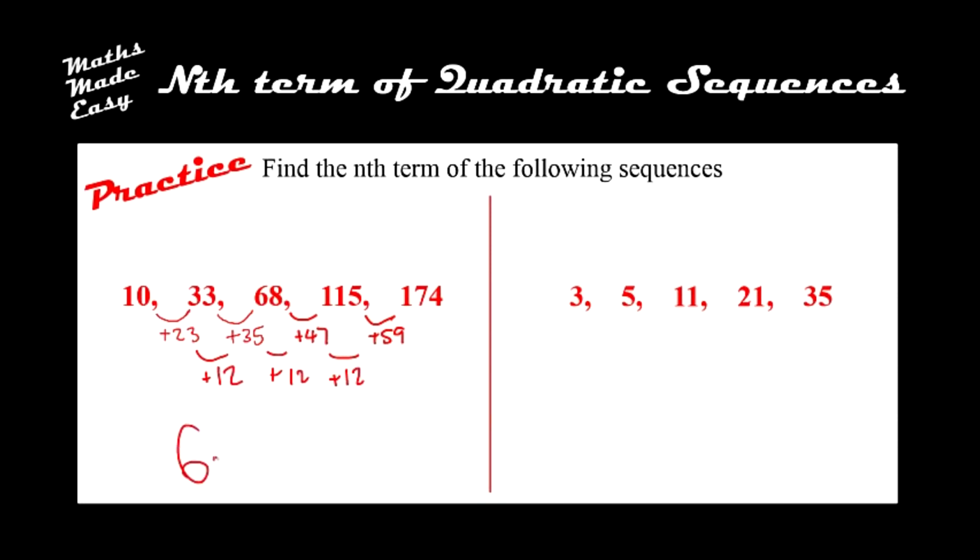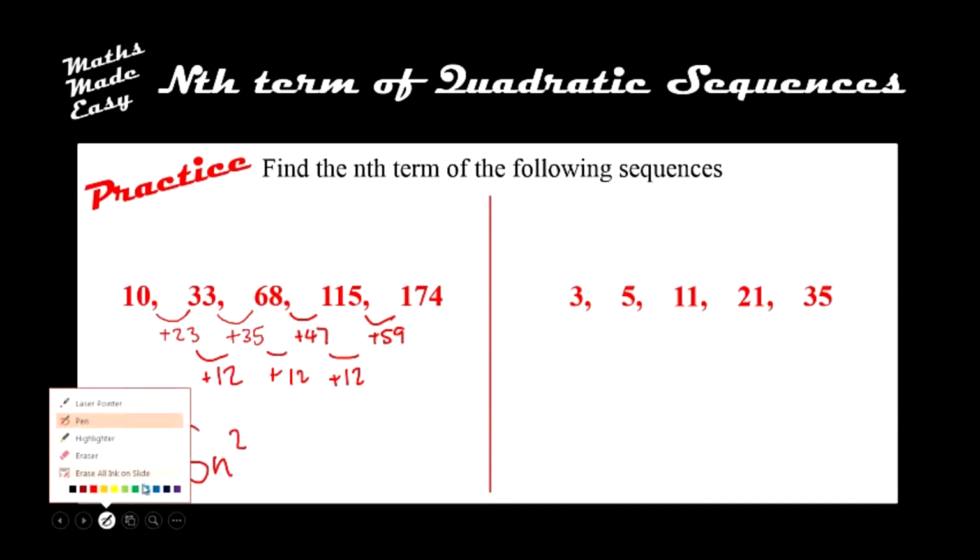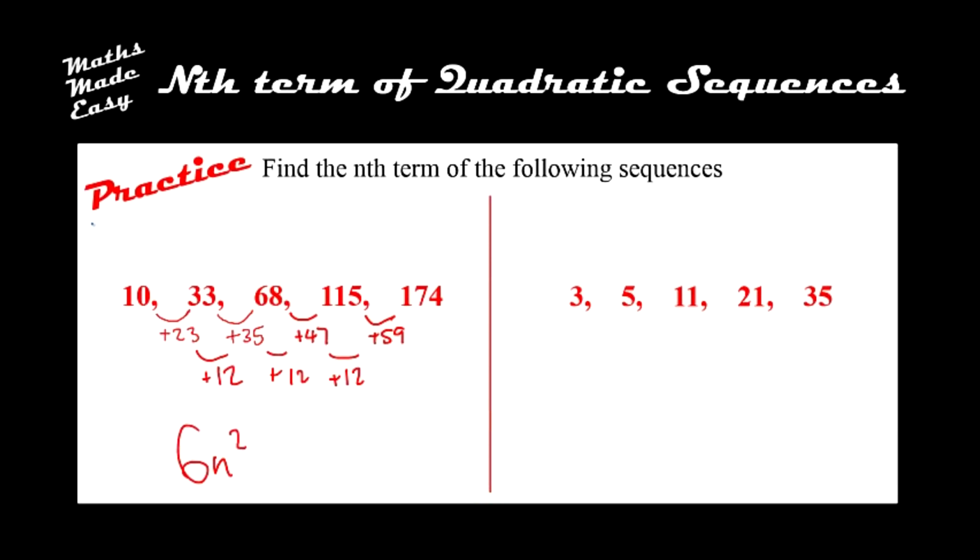So it must be a 6n squared sequence, because half of 12 is 6. So above that, we'll write out the 6n squared. And we've got 1 squared times 6 is 6, 2 squared is 4, times 6, that's 24, 3 squared is 9, times 6 is 54, and 4 squared, 16 times 6, 96, and then 5 squared, 25 times 6 is 150. So how do we get from this one to our sequence?